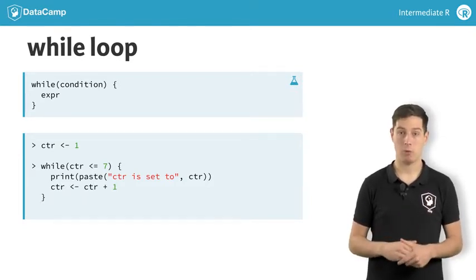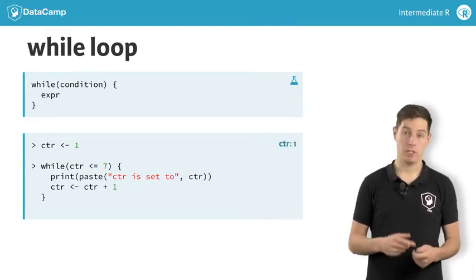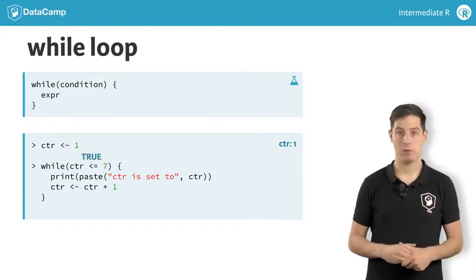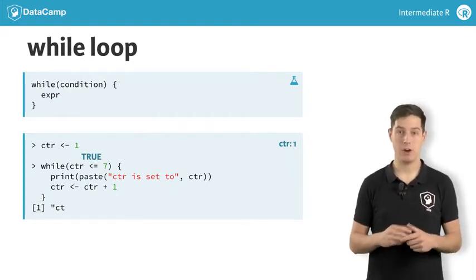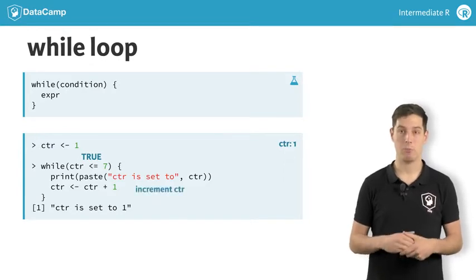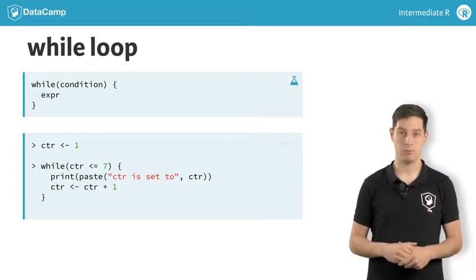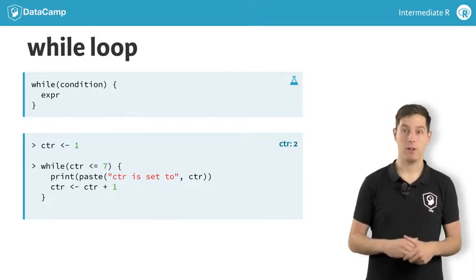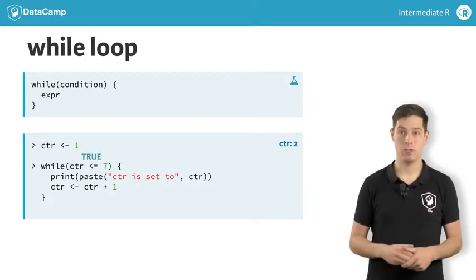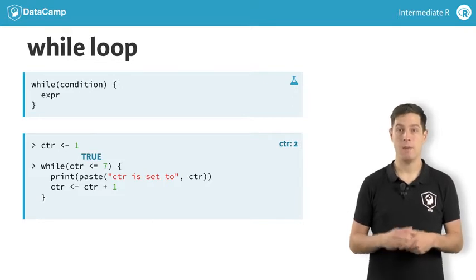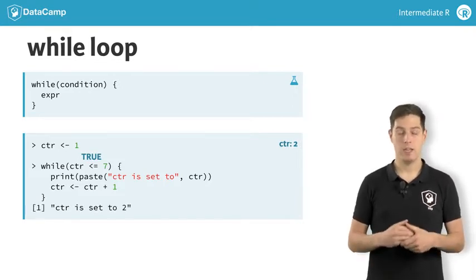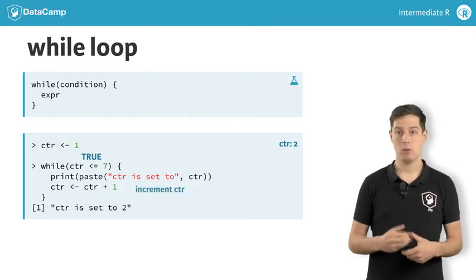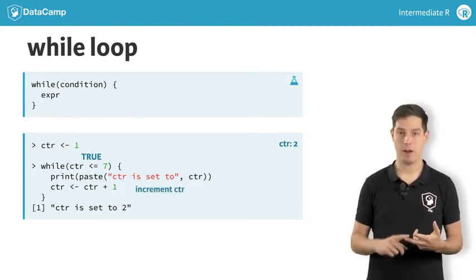Let's first try to guess how R will handle this while loop. Before R arrives at the while loop, ctr will be 1. The condition evaluates to true, so the code inside the while loop gets executed. R will print "ctr is set to 1", and then set ctr to ctr + 1, so ctr now equals 2. Now, as opposed to the if statement, R takes another look at the condition ctr <= 7. The current value of ctr is 2, so the condition is true. R executes the code inside again, prints out "ctr is set to 2", and increments the ctr variable. This will go on for ctr equal to 3, 4, 5, and 6.